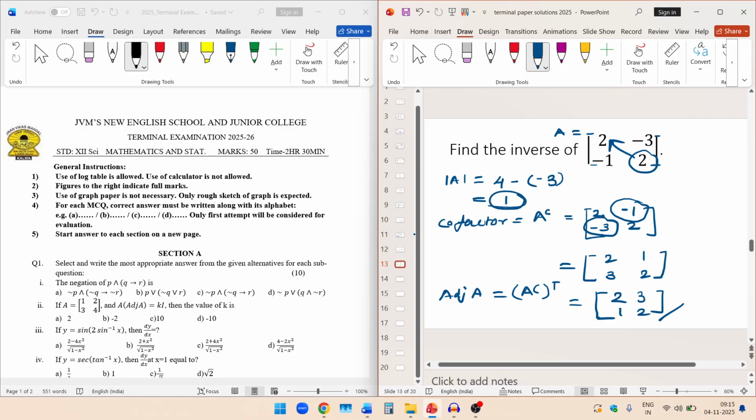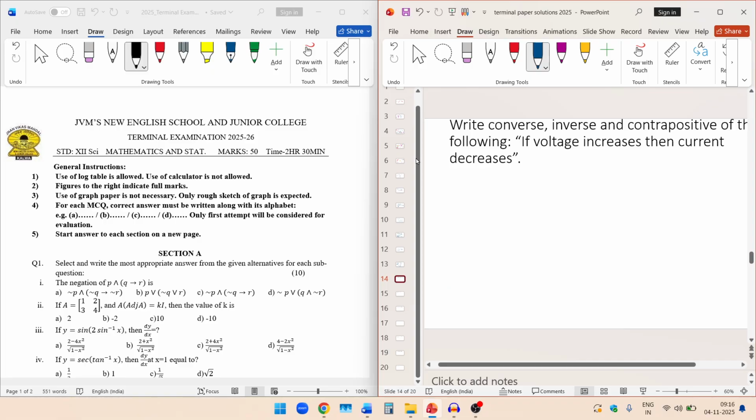Determinant we have already found out, it is 1. So this divided by 1 is nothing but the same matrix. So I will just remove this, and what I'm getting is A inverse. So this should be the value of A inverse. Okay, let's move on to the next question.